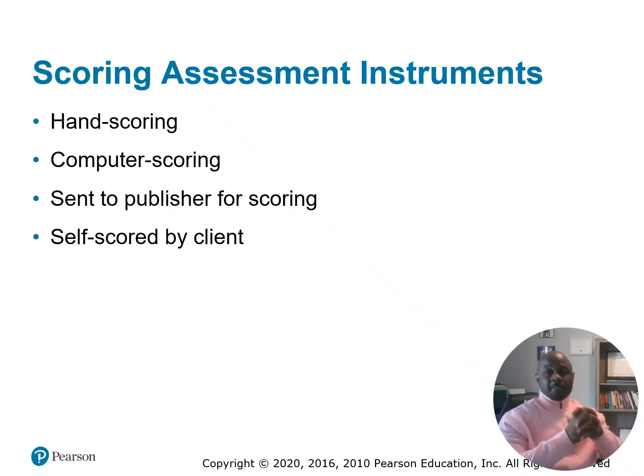So scoring and assessment instruments. There can be hand scoring, where you grade it manually, computer scoring, where the computer generates the score for the assessment. You can send it out to the publisher for scoring, or it can be self-scored by the client. Right? Those are all ways for the scores to be assessed.